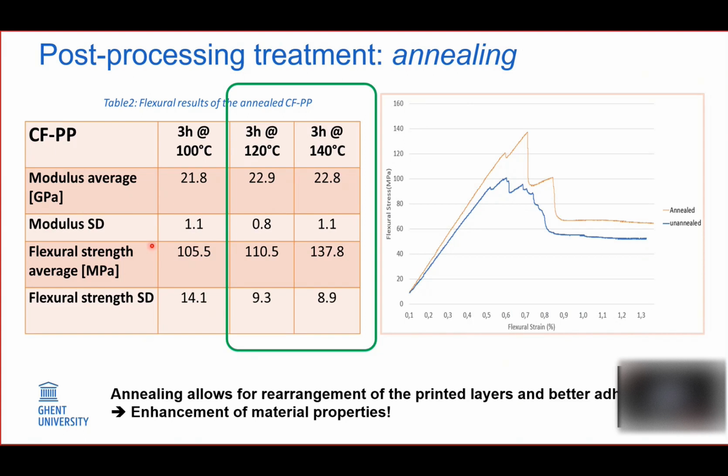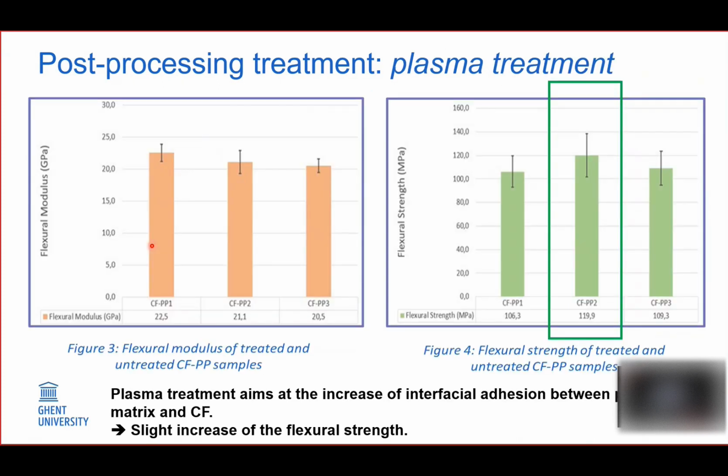Here you can see the results of the annealing. Indeed, we saw that the modulus went up and the flexural strength went up for the treated and non-treated materials. So annealing is a good way to enhance the material properties of such processed composites. Next, we also tried the plasma treatment, but the results were not that significant. In one case, we observed better flexural properties, but they are all comparable. So this part of the research is still ongoing.